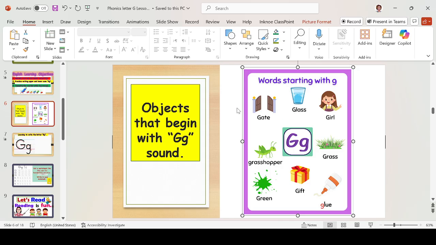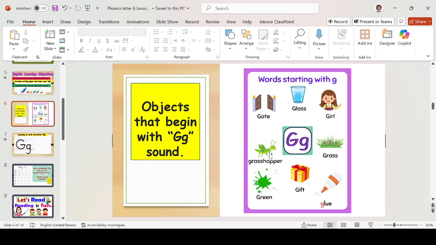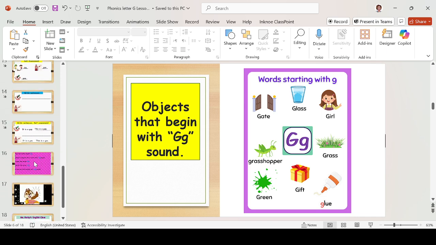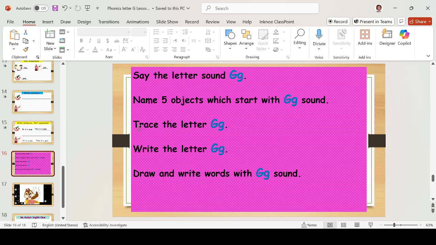Get, gas, girl, grasshopper, grass, green, gift, glue. What else do we have in the house? You can check, okay? Or you can look around. It's still fine. And then I want you to keep on tracing the letter G sound. If you still have problems when it comes to independent writing, you need to go back to do the tracing worksheets, okay? Then when you are comfortable, you can write the letter G independently now.